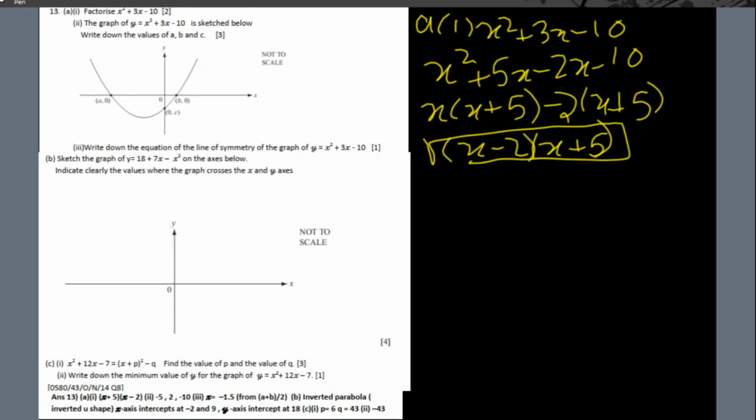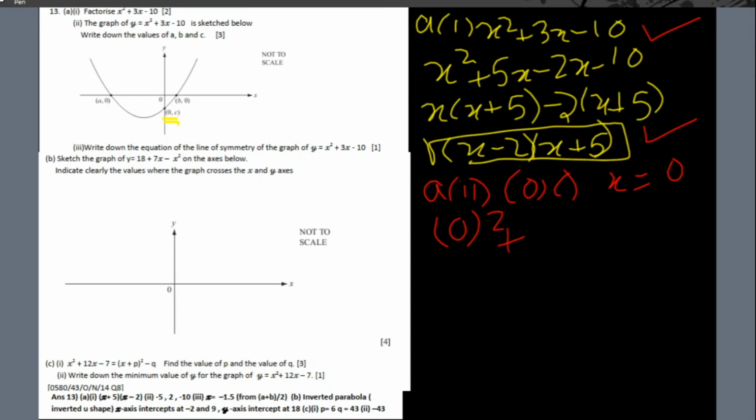Part 2. The graph of x squared plus 3x minus 10 is sketched below. Write down the values of a, b and c. Let's find c first, because c can be found by simply substituting x equals 0. So I'm doing A2 and I want to find c first. Here x equals 0. In this equation or this equation, they're actually the same. Let's substitute x equals 0.